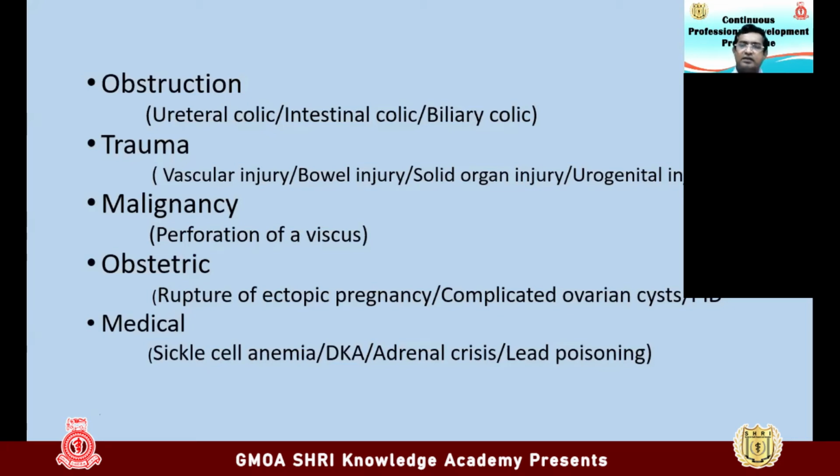And some medical causes can also mimic surgical abdomen. Those are sickle cell anemia, where you will have a sort of vaso-occlusive disease in the mesenteries. Sometimes they have a distended liver capsule, and sometimes they have splenic infarcts. When these kind of things happen, the patient might present with acute abdomen. Adrenal crisis also, they will have gross hypotension with mesenteric ischemia, and lead poisoning, they come with a cramp sort of severe abdominal pain.